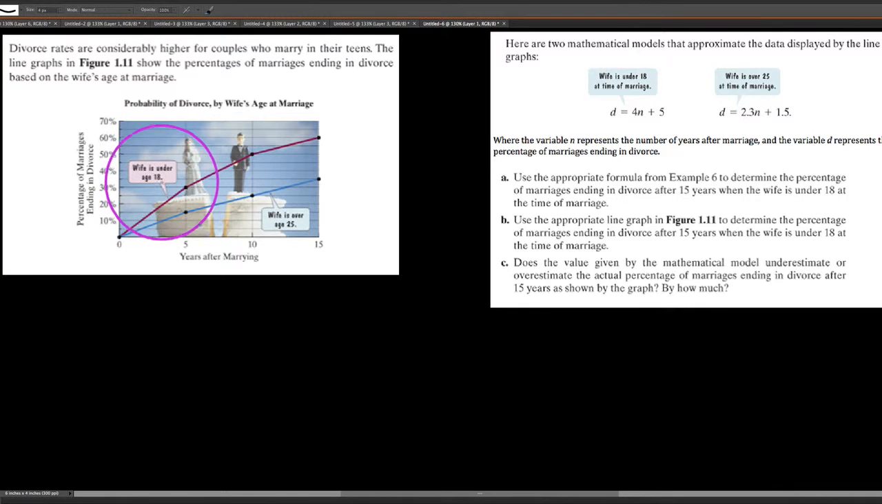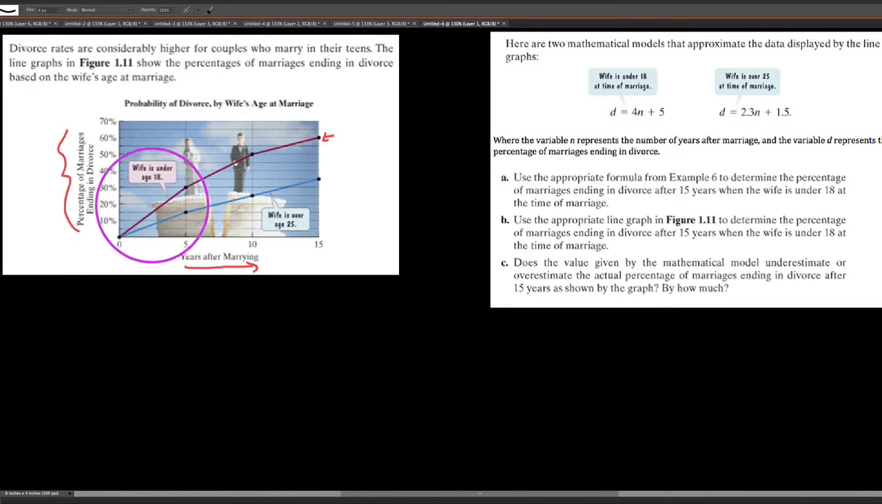We say if the wife is under age 18, you can see that as the number of years after marrying goes by, and we have some graph that goes from like 0 to 15 years after being married, if they married under 18, it's really high up here in this percentage of marriage ending in divorce. Okay, so it grows very quickly and kind of declines. I guess if you make it to 15 years of marriage, you're less likely to get divorced. But it does say that if you're under 18 and you've been married for 15 years, of all those people, about 60% end in divorce.